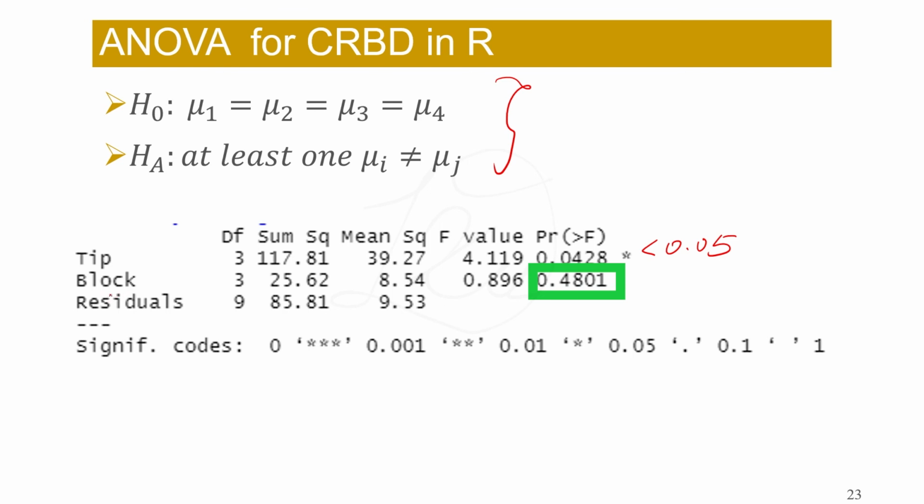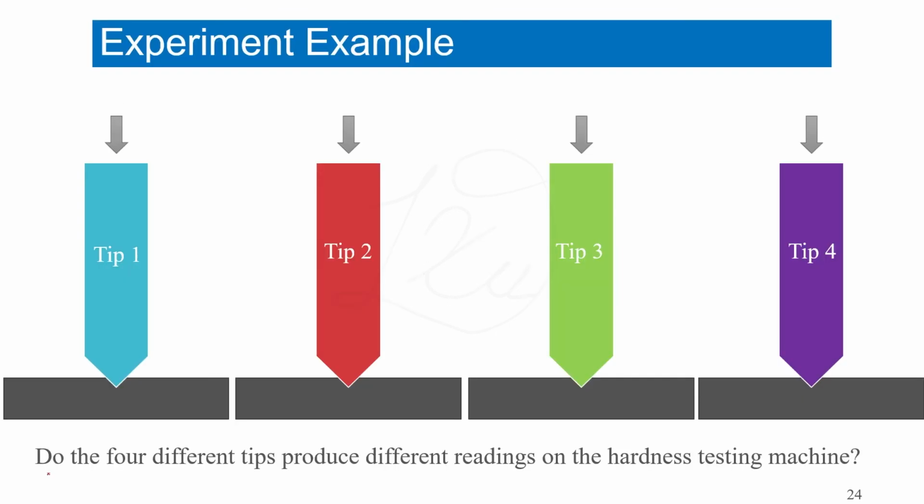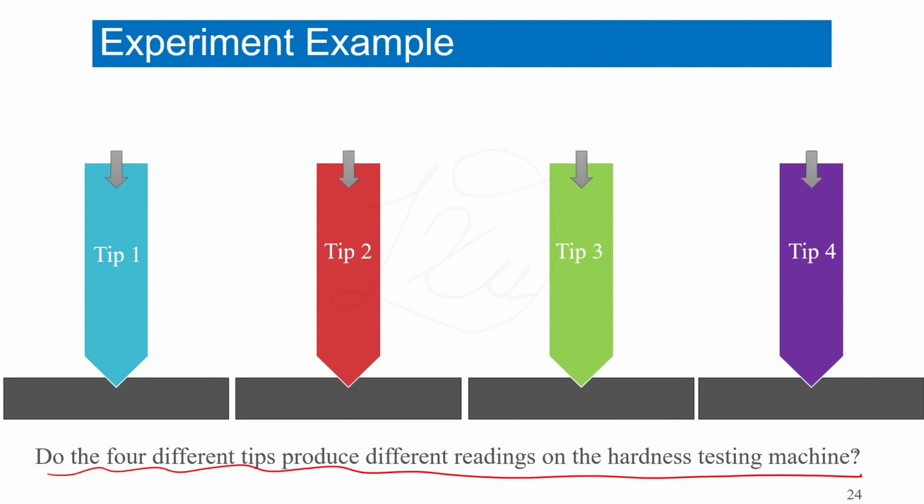In this example, if we design and analyze the data using the completely randomized single-factor design and one-way ANOVA, we probably will reach the same conclusion that 4 types of tips do impact the strength test readings. But if we don't know this ahead of time, we cannot separate the impact from the tips and the test material. Thus, this completely randomized block design is more accurate. And this is the correct way of doing the experiments. Going back to the initial question we have here, we now can conclude that the 4 different tips do produce different readings on the hardness testing machine.